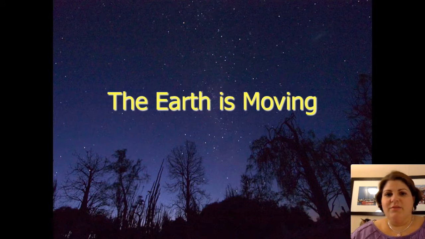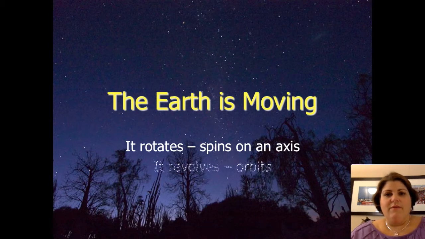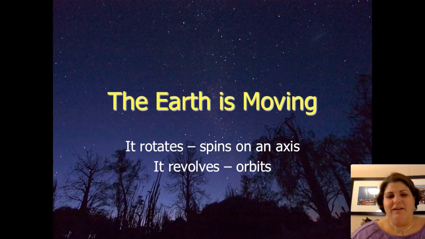So, the Earth is moving. This should not be news to you. The Earth has two main motions. The first motion is its rotation. The rotation of the Earth is essentially its spinning on an axis. The revolution of the Earth is its orbit or its trip around the Sun. Today we'll be focusing on the Earth's rotation.